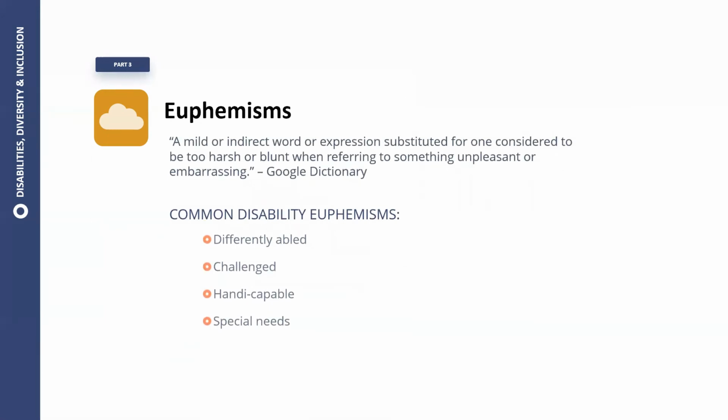According to the Google Dictionary, a euphemism is a mild or indirect word or expression substituted for one considered to be too harsh or blunt when referring to something unpleasant or embarrassing. A common example of a euphemism is saying, the employee was let go, instead of saying, the employee was fired. Despite efforts to take back the term, the word disabled is still associated with negative connotations. To avoid that negative, icky feeling the word disabled invokes, indirect descriptions are substituted. These may include differently abled, challenged, as in mentally challenged, physically challenged, etc., handicapable, and special needs.